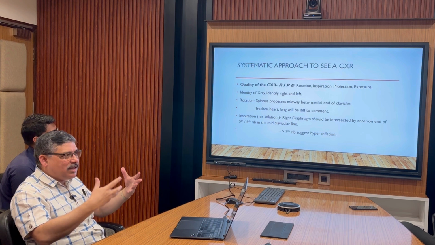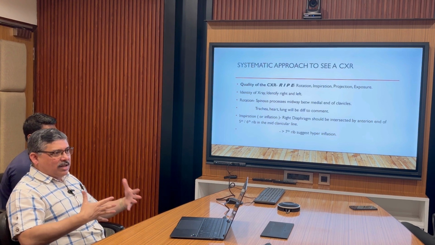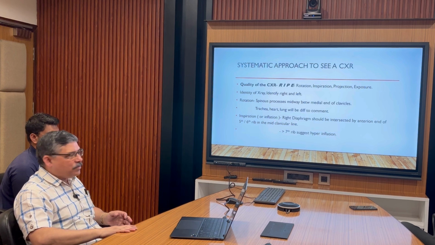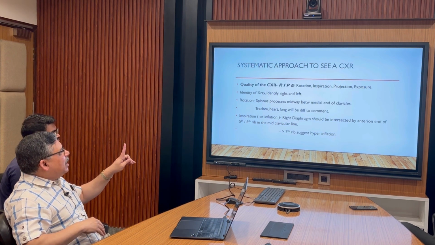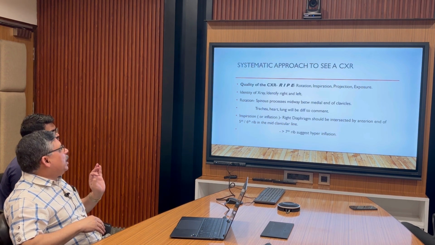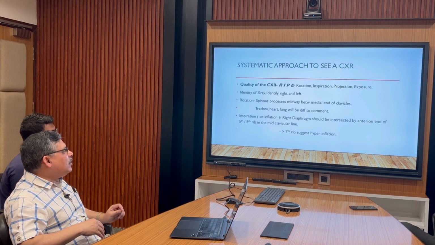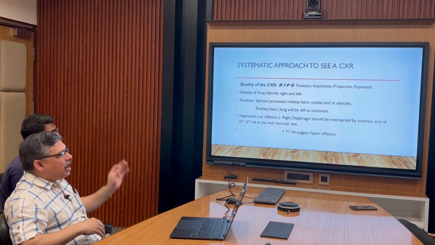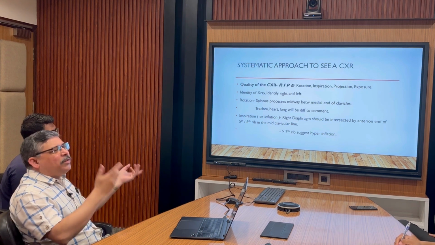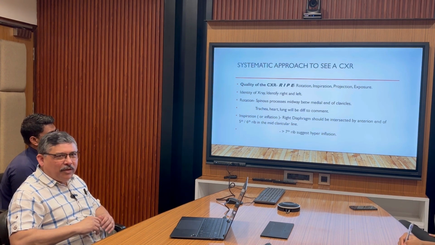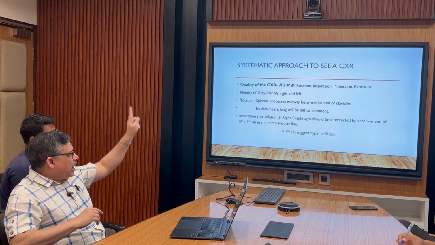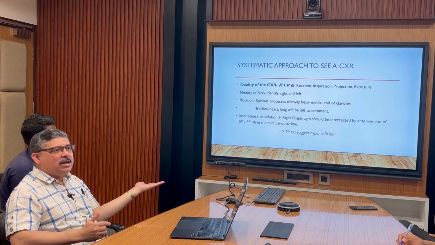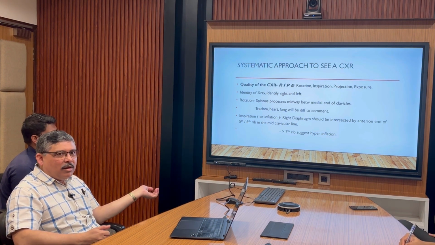And then inspiration or inflation. The X-ray is taken in the inspiratory phase. You do not take an X-ray in the expiratory phase. How do you know it is adequately in inspiration? The right diaphragm should be intersected by the anterior end of the fifth rib. Around the fifth rib, the anterior end of the fifth rib should intersect the middle of the diaphragm on the right side.